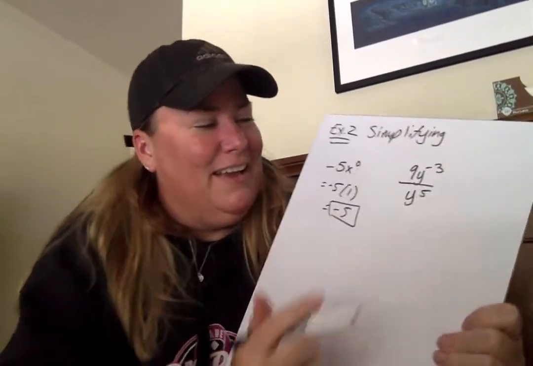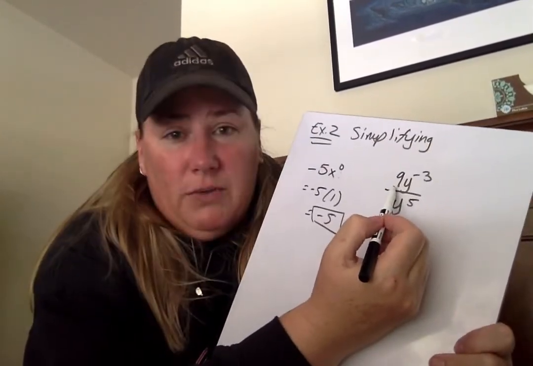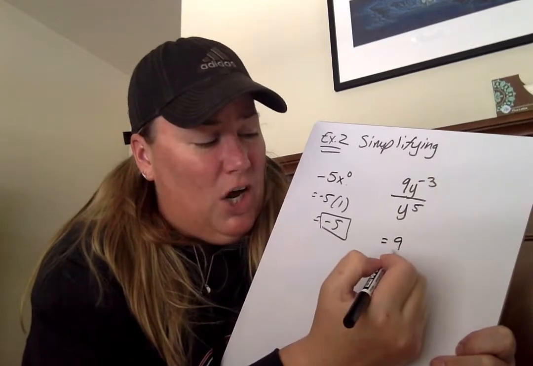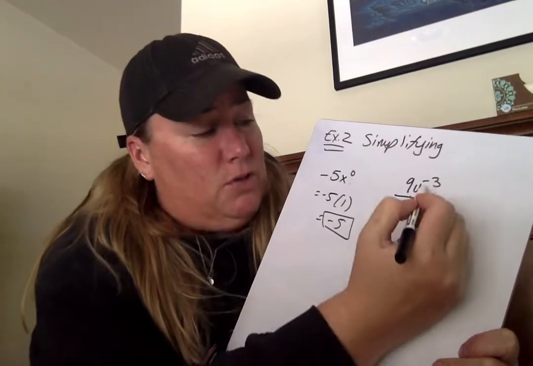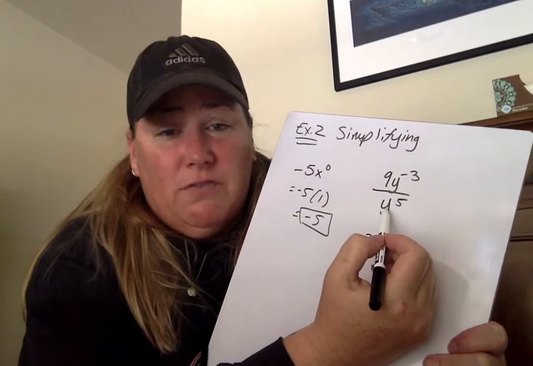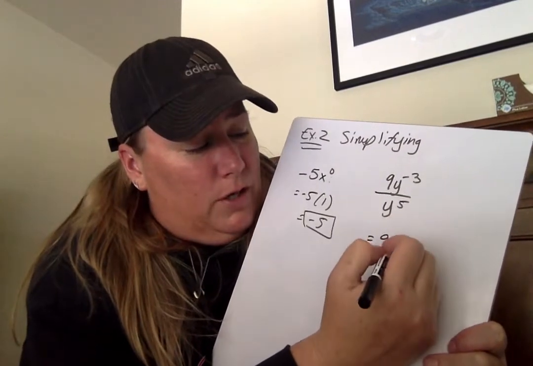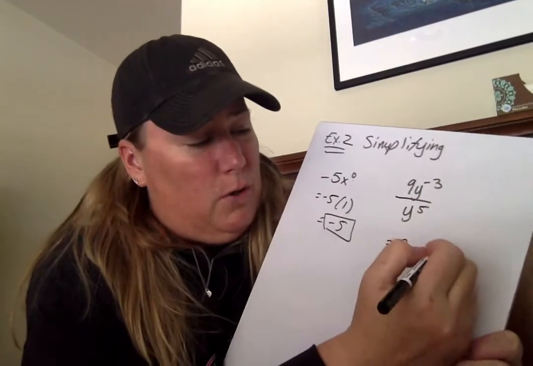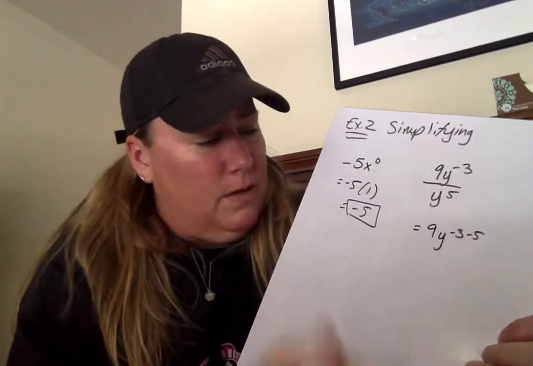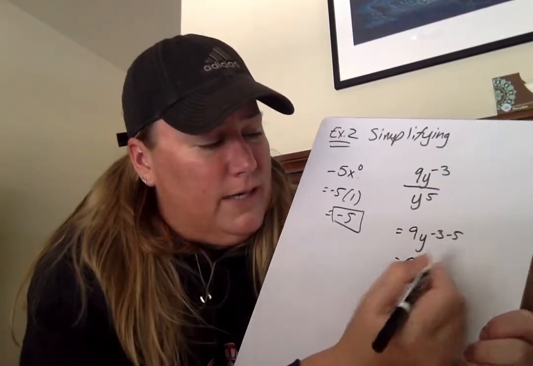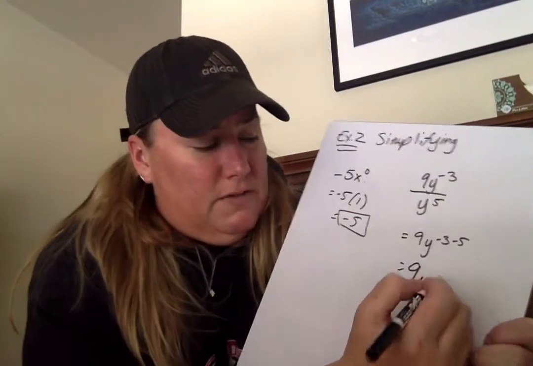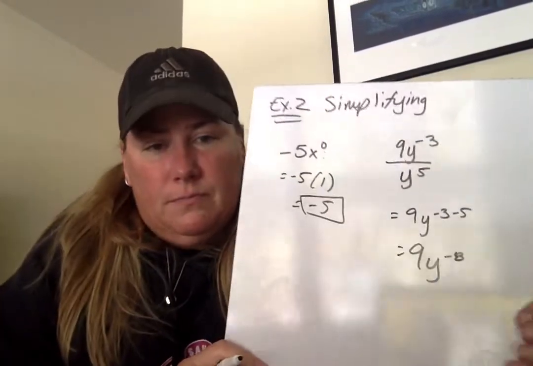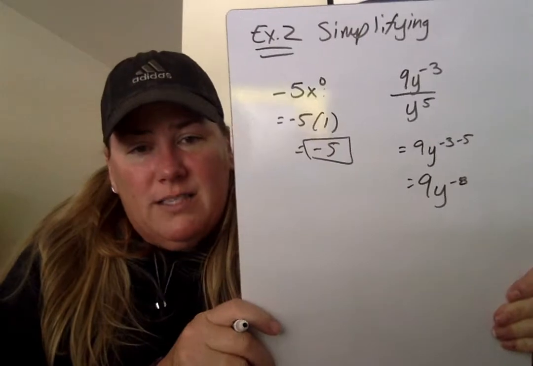Here we go. All right, so we are not going to do anything with this 9. That is going to stay on top. But you can do this. And since it's a division problem and the base is the same, you're going to go 9y to the negative 3, and remember, you subtract your exponents, minus 5. So you have 9y to the 3 negatives and 5 more negatives get you negative 8. But that is not simplified.